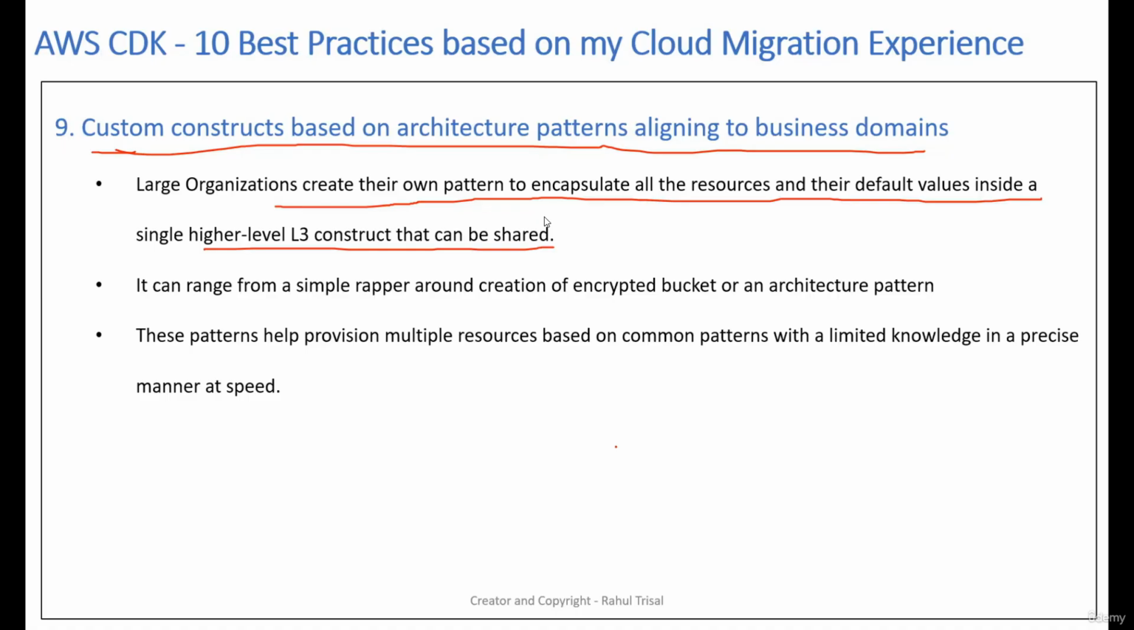So this is a very simple example. The other one is where you have a common architecture pattern. You can create a construct around that architecture pattern, which then can be used across different applications. This helps because your developers need very limited knowledge to implement that pattern. So this can really speed up development and create standardization across the organization.